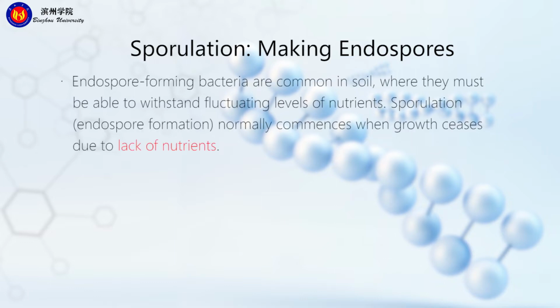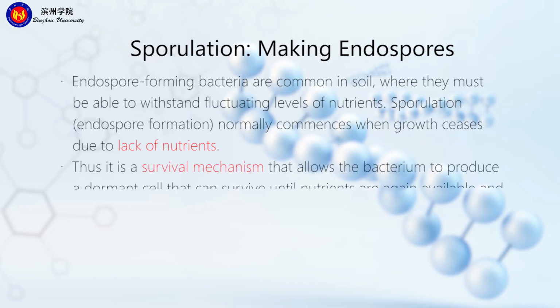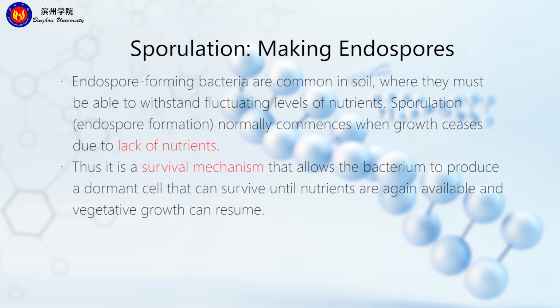Endospore-forming bacteria are common in soil, where they must be able to withstand fluctuating levels of nutrients. Sporulation normally commences when growth ceases due to lack of nutrients. Thus, it is a survival mechanism that allows the bacteria to produce a dormant cell that can survive until nutrients are again available and vegetative growth can resume.